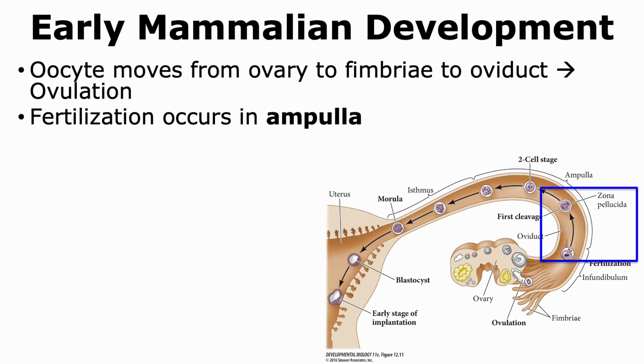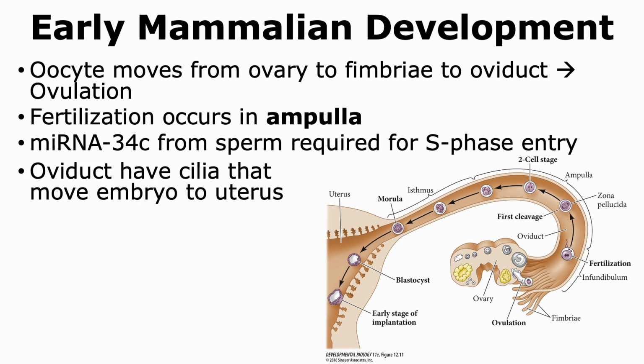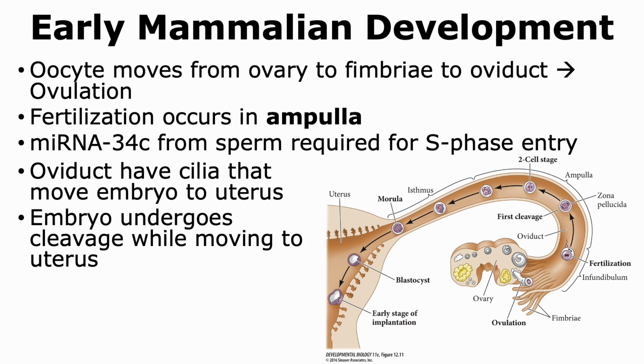Now, fertilization occurs in the ampulla region of the oviduct, which is shown in the blue box. Once fertilization occurs, a microRNA that is made in the sperm is able to initiate S phase in the zygote. The oviduct has cilia that move the embryo to the uterus, and during this process the embryo is undergoing its development. So, the zygote starts the cleavage step as the embryo moves towards the uterus, and that is what is shown here.